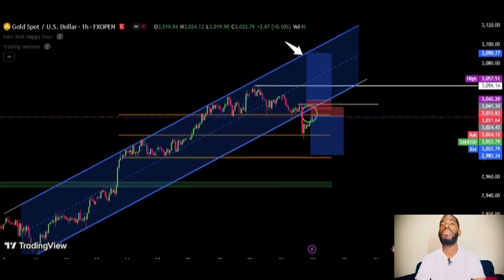Okay, but should it break below, okay, should it retest here, this would be your crucial point. If it retests this point, you are looking at selling all the way down here.